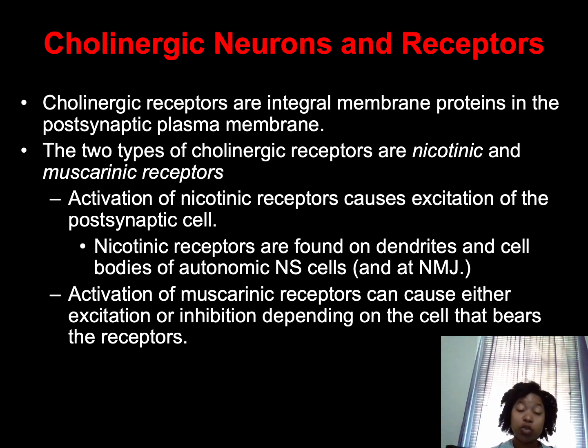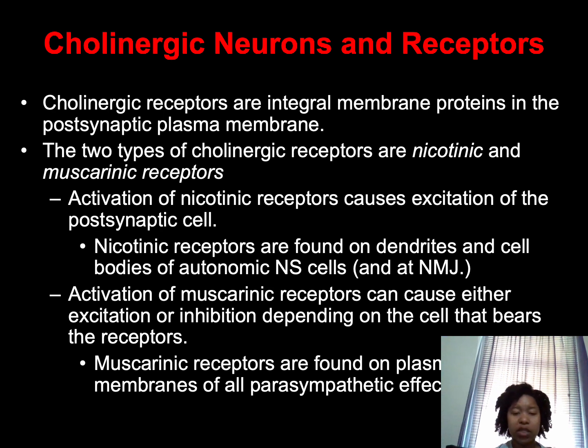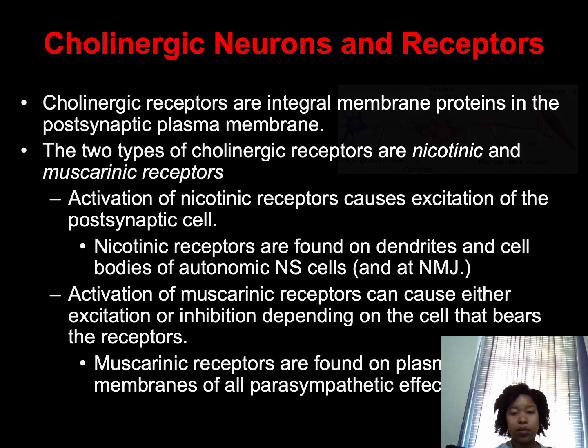But then activation of muscarinic receptors can cause either excitation or inhibition depending on the cell that bears the receptors. So remember we talked about how cholinergic neurons can either have excitatory or inhibitory potentials. That's going to depend on what kind of receptor they go to. So if it's going to a nicotinic receptor, it's only going to be excitatory. But if it goes to a muscarinic receptor, it could be excitatory or inhibitory depending on where in the body that cell is. But the muscarinic receptors are found on the plasma membranes of all parasympathetic effectors.